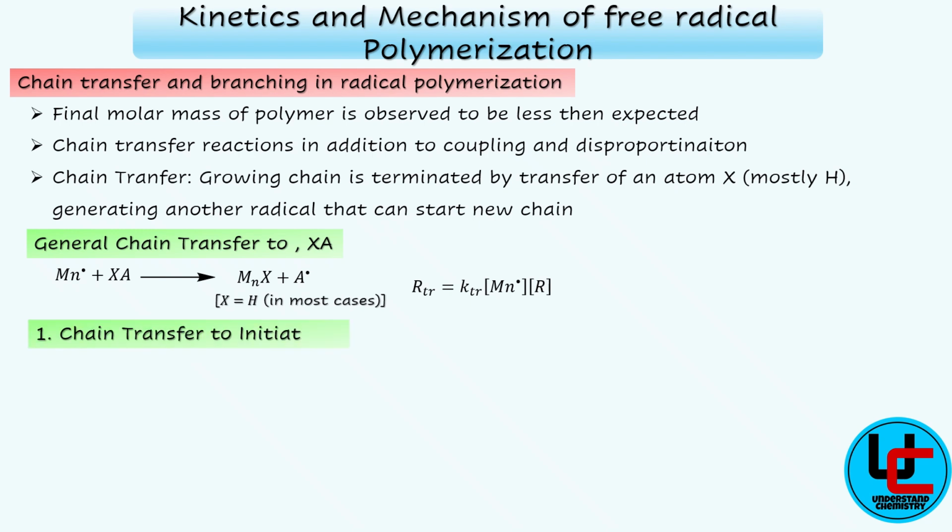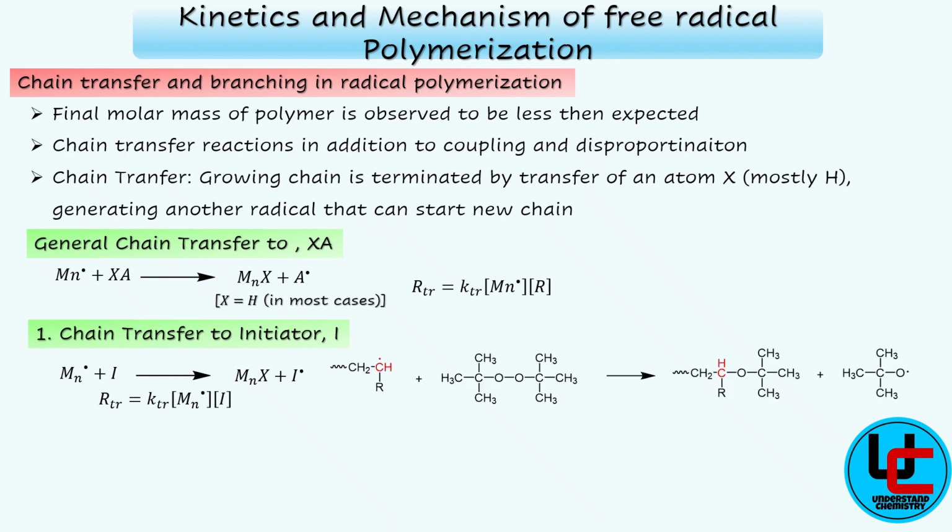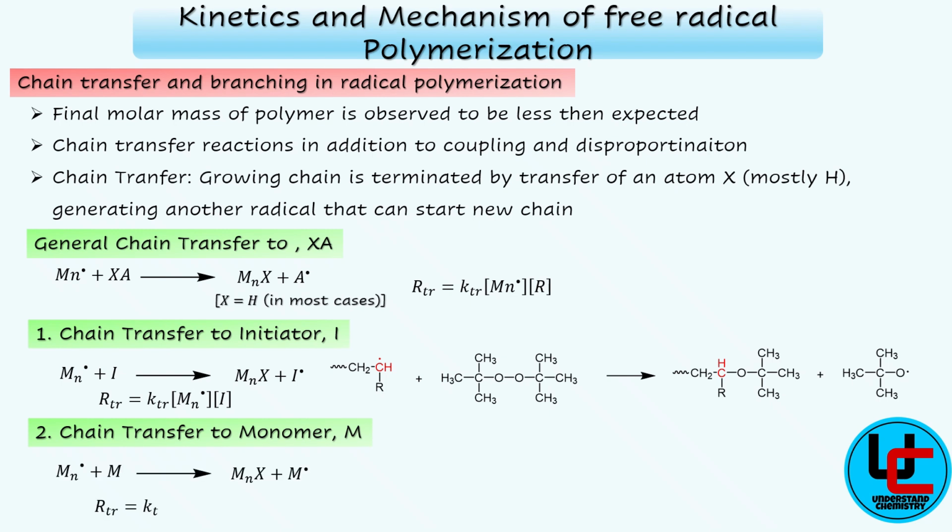Let us see some examples of how chain transfer reactions work for different species. In case of chain transfer to an initiator like AIBN, the growing chain is terminated by one of the radicals generated by AIBN, while the other radical adds to a monomer to initiate a new chain. Chain transfer to a monomer is also shown here.